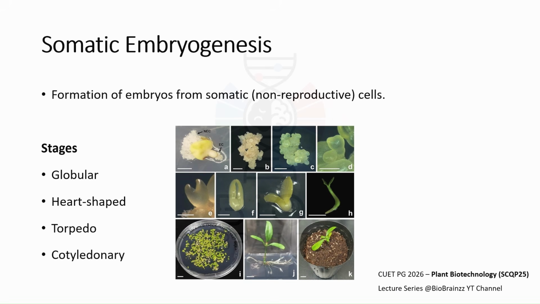Somatic embryogenesis is the process by which embryos are formed from non-reproductive somatic cells rather than from fertilized eggs. These somatic embryos pass through characteristic developmental stages listed on the screen. This technique is very important and powerful because a single explant can produce large numbers of embryos, making it useful for mass propagation and synthetic seed production. For CUET-PG, the sequence of stages is very important. Memorize them in order.